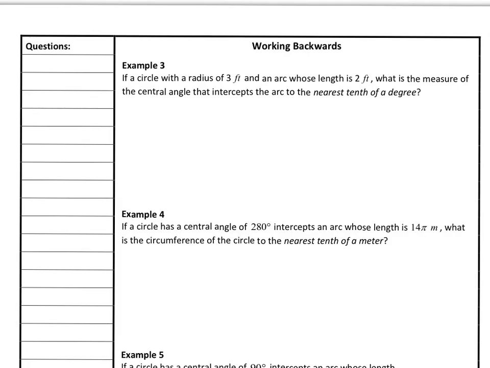And example 3. So again, no picture, it does help to draw a picture. So if a circle with a radius of 3 feet, so here's our circle, center out, our radius of 3, and an arc whose length is 2 feet. Okay, so now we're asked to find the central angle. So we're going to draw a line from there to there, and we're going to be solving for the angle. So I'm going to put X in there. And our arc length is 2 feet. So I'm going to put 2 feet is the length from here to there.